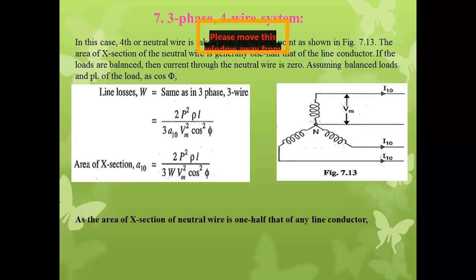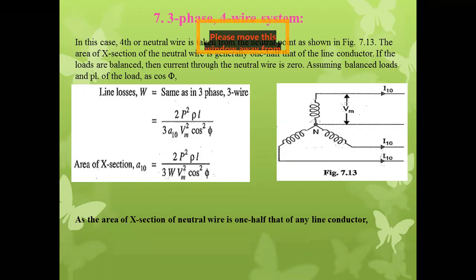Okay, so assuming balanced loads and single phase, the power factor of the load is considered as cos phi. Remember that the balanced load should be there, and the power factor will be cos phi.